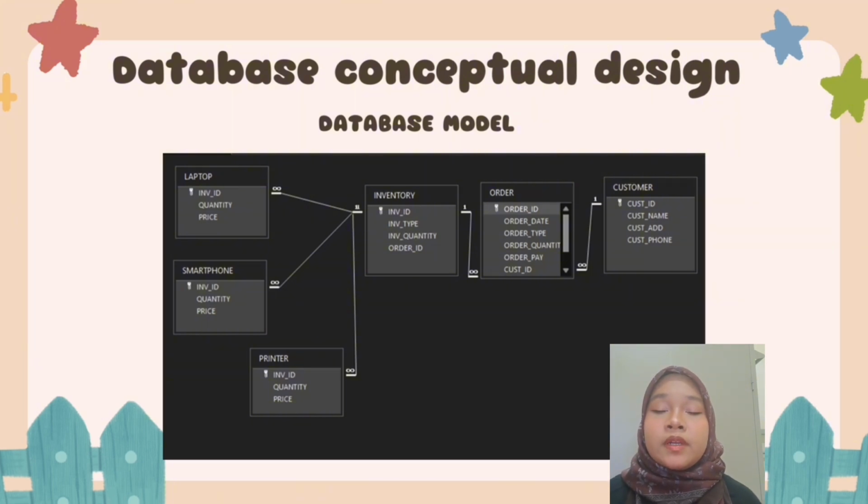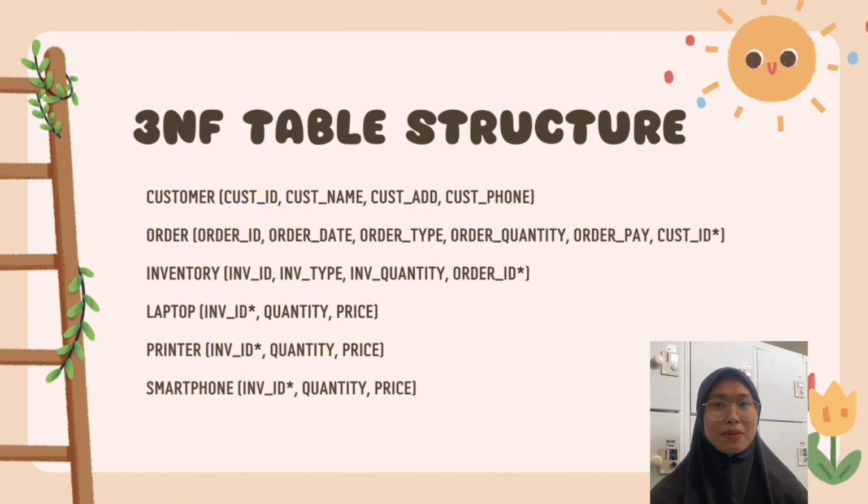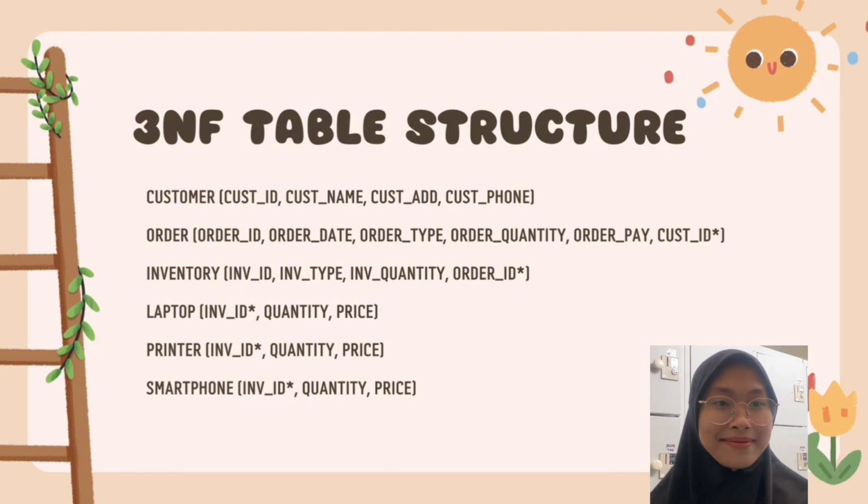The difference from the diagram that I've shown before is that there's no symbol, but only the word primary key, which is PK, or foreign key, FK. For the third normal form table structure, as you can see, there are 6 entities, which are customer, order, inventory, laptop, printer, and smartphone. The underlined attributes are the primary keys and the asterisk attributes are the foreign keys.